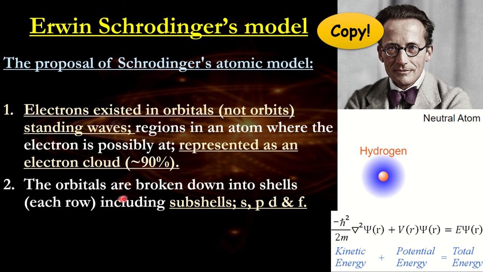And we also know that the orbitals can be broken down into subshells, sort of like little mini rows, and that comes in the form of S, P, D, and F. So that is Schrodinger's model of the electron configuration inside the atom, and that's the significance of his contribution there.